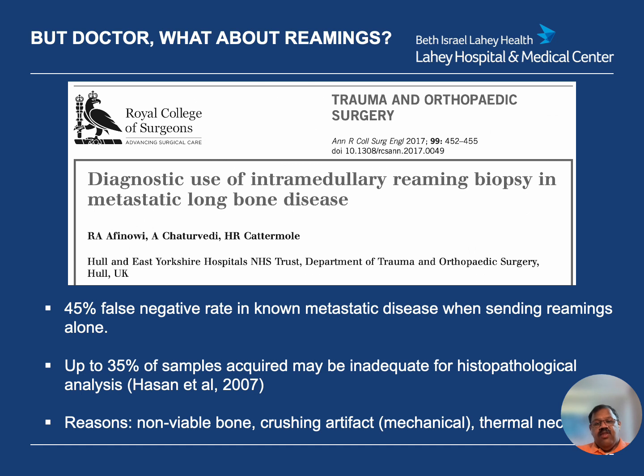So this is another paper that came out of the Royal College of Surgeons in the United Kingdom, and this was looking at the use of intramedullary reaming in diagnosis for metastatic long bone disease. Historically, this was a way that a lot of orthopedic surgeons, especially general orthopedic surgeons, would acquire tissue when they were stabilizing pathological fractures, secondary metastatic disease, or even impending pathological fractures with prophylactic fixation. And the real issue is that reamings are not really adequate tissue sources. More than 45% of reamings sent in this study had a false negative rate, and up to 35% of the samples that were acquired were inadequate for histopathological analysis.